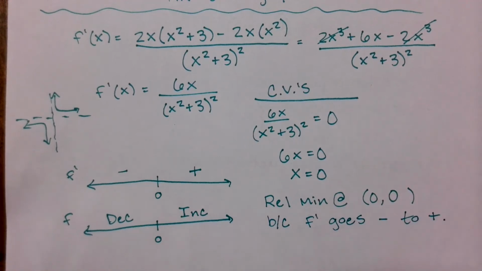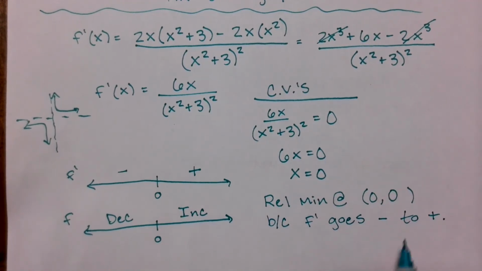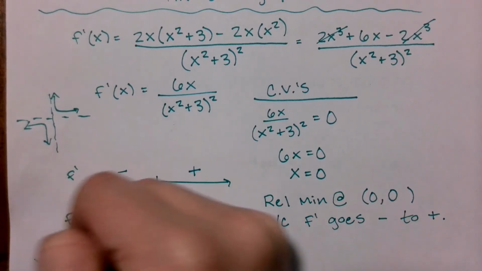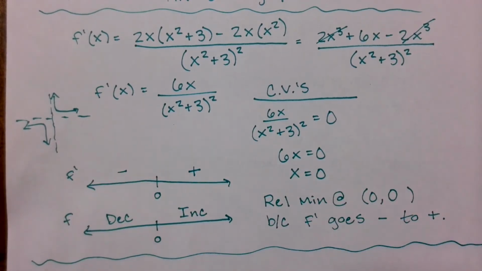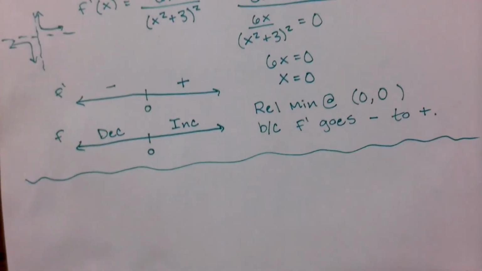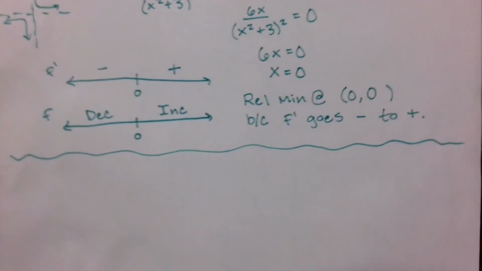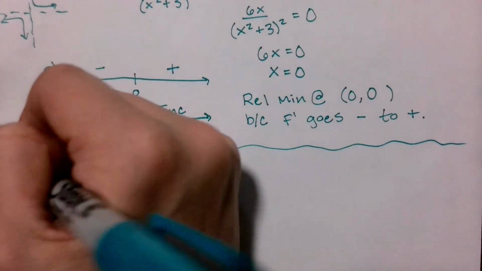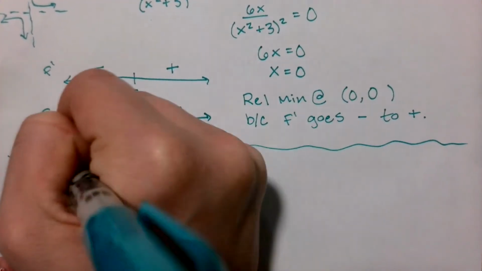Remember, that is the slopes of f. The slope of f goes from decreasing to increasing, or negative to positive. Okay, so that's what we can get from f prime. We got our increasing and decreasing. We've got our relative extrema. So the last thing, I told you it's a marathon. The last thing is looking at f double prime.